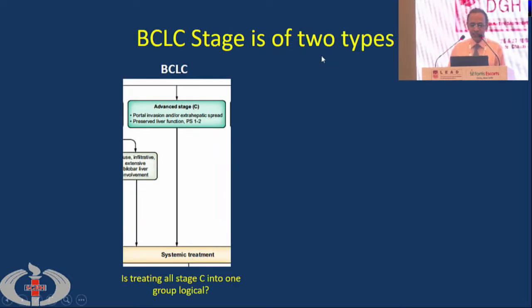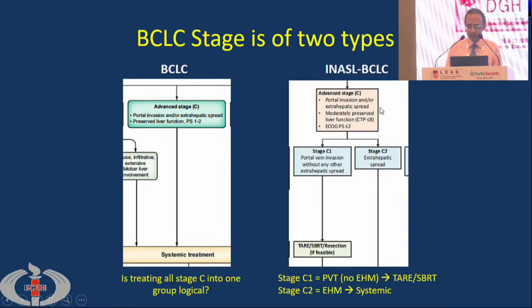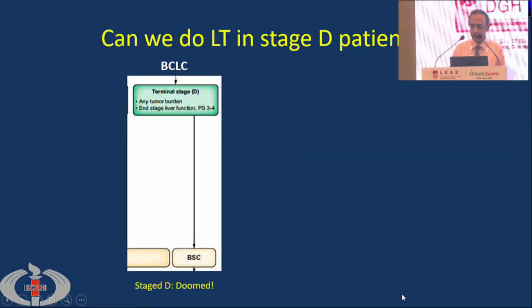Then stage C is of two types. The BCLC clubbed stage C into one, either portal vein thrombosis or extrahepatic spread, which is not logical. So we have subdivided stage C into two groups. Stage C1 has portal vein thrombosis without any extrahepatic metastasis, and this group would benefit from TARE or SBRT. And stage C2, the extrahepatic stage, obviously for them systemic therapy is the optimal therapy.